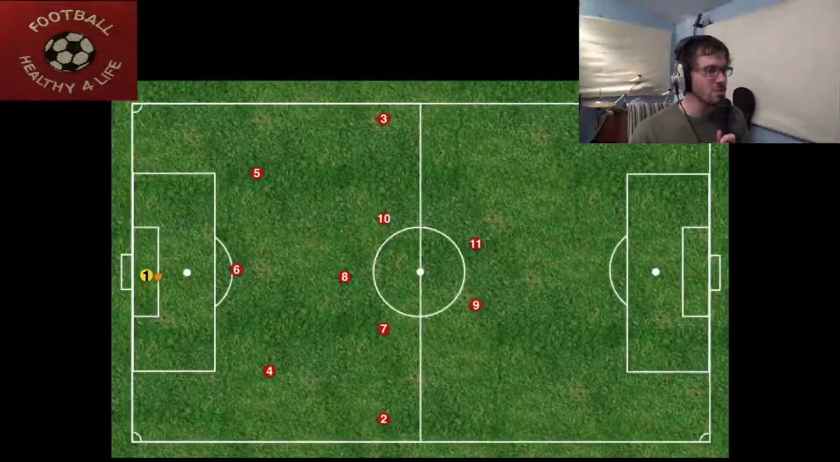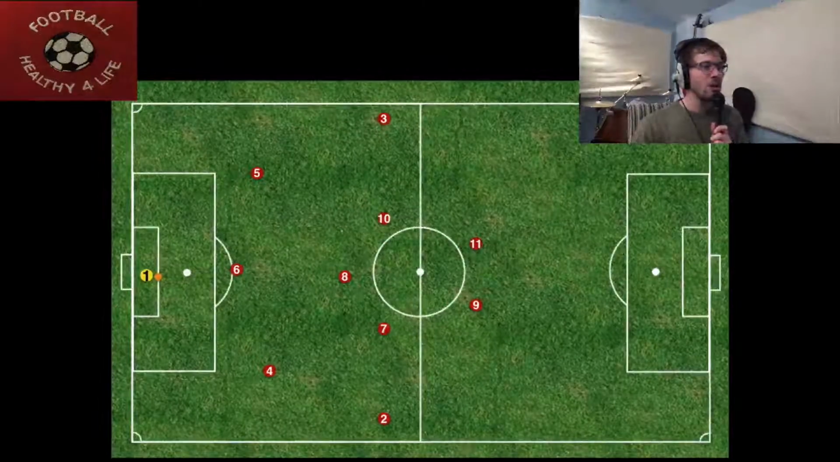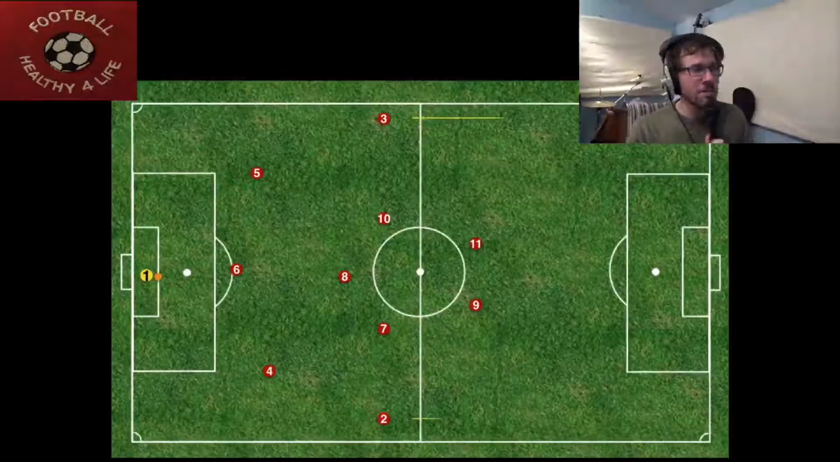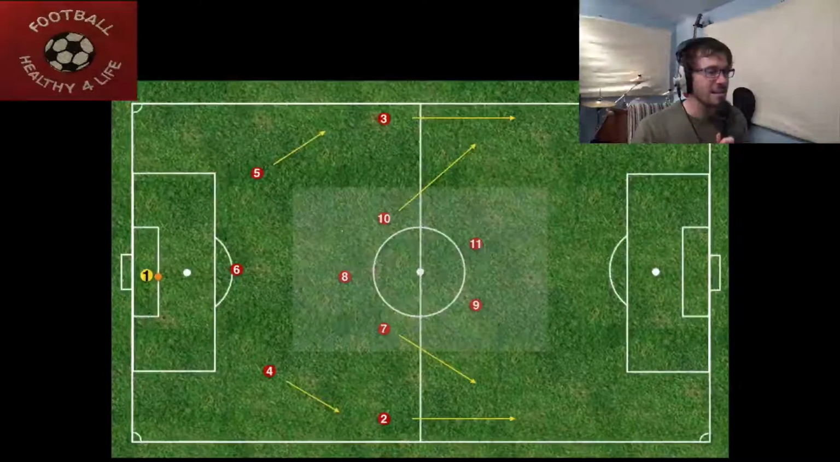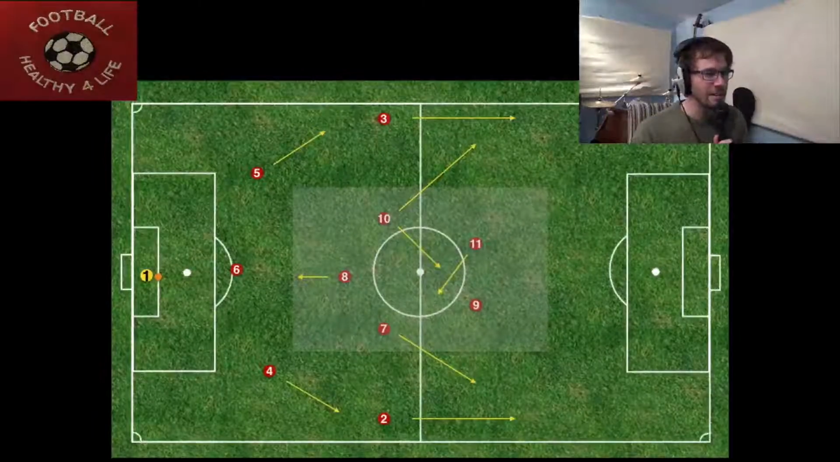Then we will move forwards. Obviously we all open out. There's options through the middle and there's options out wide. So you can see here the arrows just showing the movement of players.